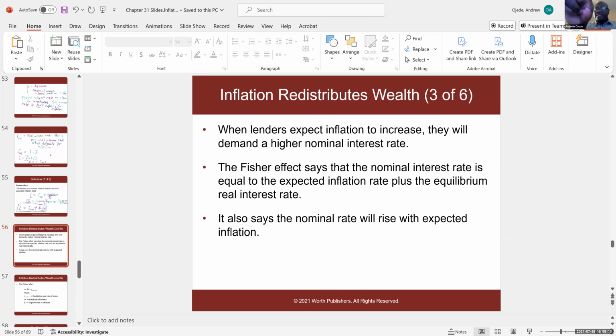Because we know when lenders expect inflation to increase, they will demand a higher nominal interest rate. So the Fisher effect says that the nominal interest rate is equal to the expected inflation rate plus the equilibrium real interest rate. It also says that nominal rate will rise with expected inflation. That's right. Nominal interest rates always rise with expected inflation.